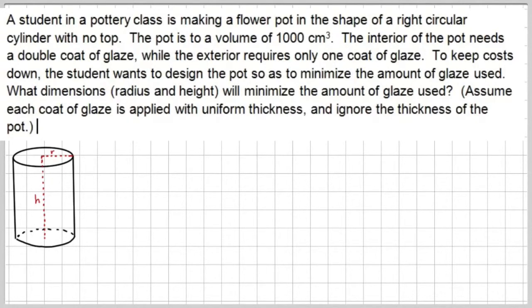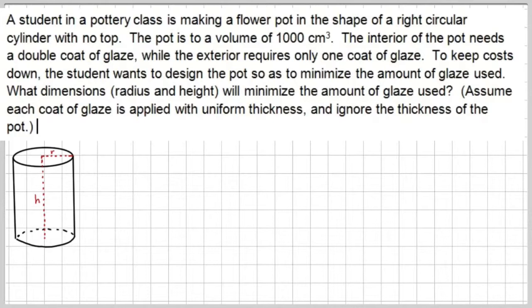In this example, we have a student in a pottery class making a flower pot in the shape of a right circular cylinder with no top. The pot is to have a volume of 1,000 cubic centimeters. The interior of the pot needs a double coat of glaze, while the exterior requires only one coat of glaze. To keep costs down, the student wants to design the pot so as to minimize the amount of glaze used.